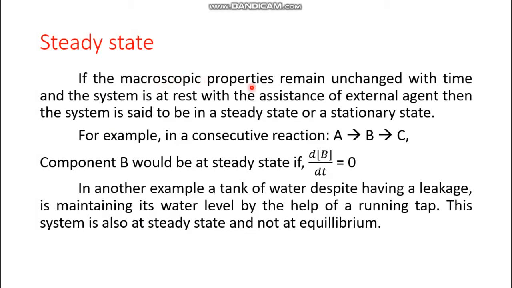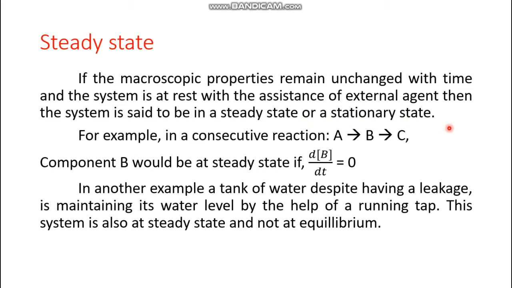If the macroscopic properties remain unchanged with time and the system is at rest with the assistance of an external agent, then the system is said to be in a steady state or a stationary state. So steady state or stationary state, what about this? You are applying some external force, or you are assisting it by some external agency, and at that moment both the macroscopic and microscopic properties are changing, but still it seems to be at rest.